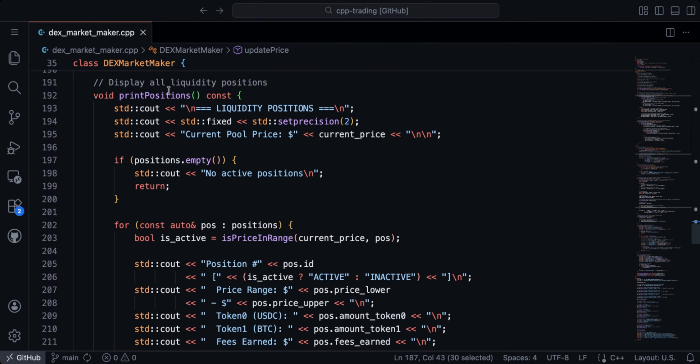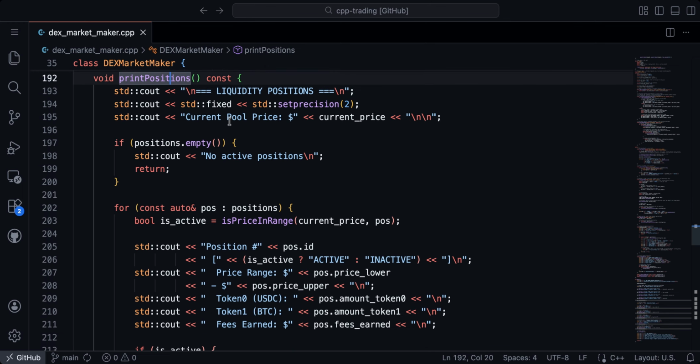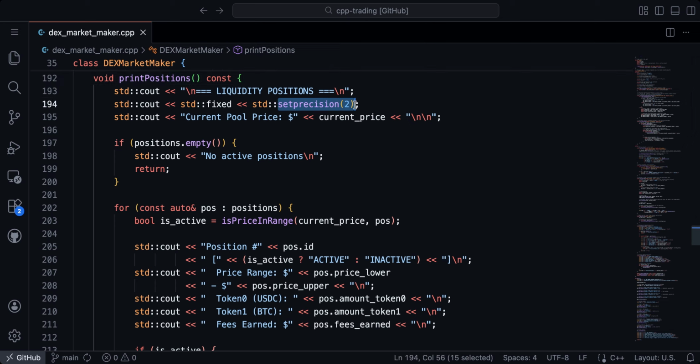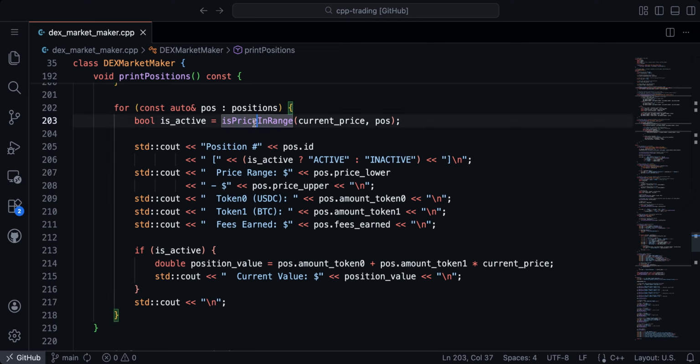The print positions method is a const method that displays all liquidity positions. It prints a header, then sets the output format to fixed decimal notation with 2 decimal places. It prints the current pool price. If the positions vector is empty, it prints a message and returns early. Otherwise, it iterates through all positions using a range-based for loop with const auto and ampersand.